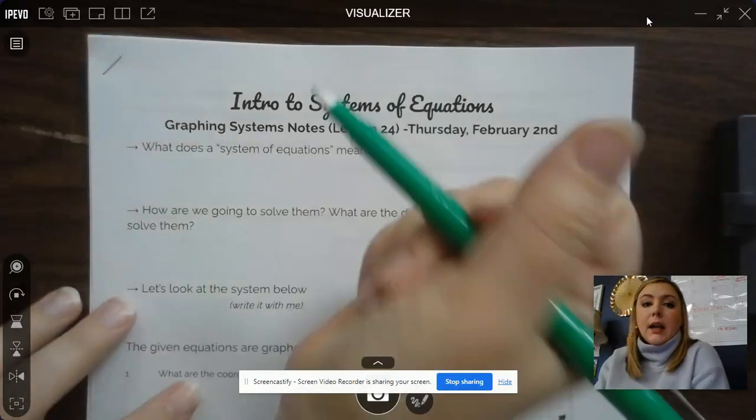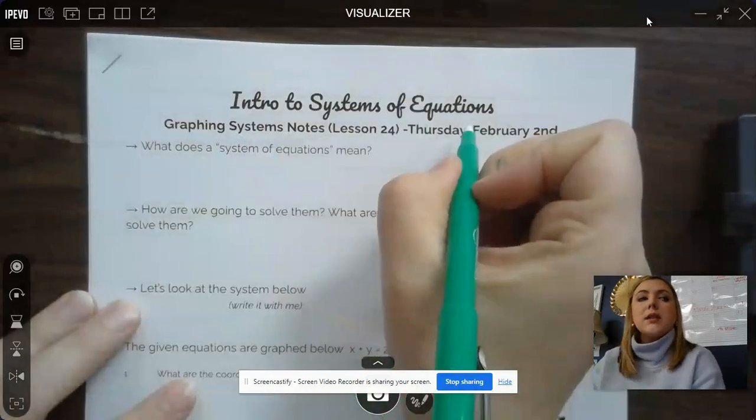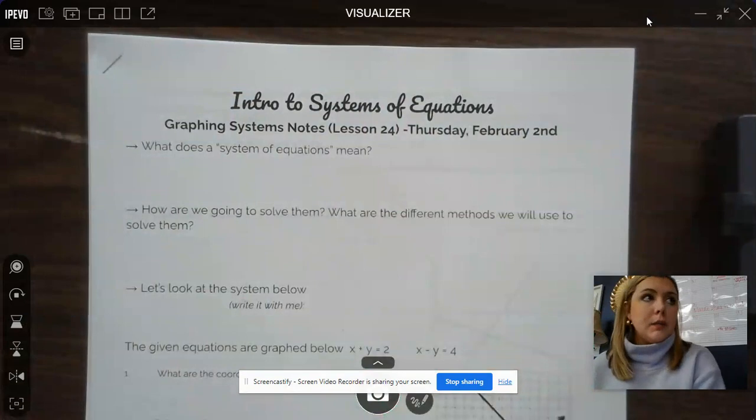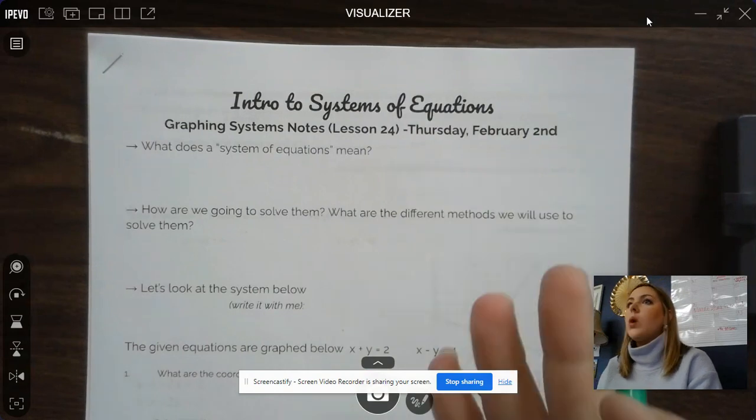All right, so we're looking at this note sheet right here. Okay, doesn't matter what color you're writing with right now. Tell me something you got from the video about what is a system. What did the guy say? He made a really good reference as to what a system is.